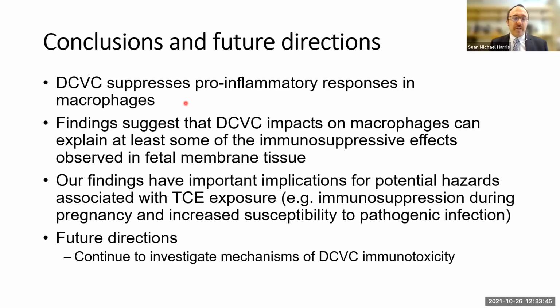So for future directions, we want to obviously continue to investigate the mechanisms of DCVC immunotoxicity, hopefully moving into some in vivo models, conducting a few more mechanistic experiments to really understand what all DCVC is doing in the macrophages and in the fetal membranes as well, and potentially in other immune cells. Macrophages are far from the only immune cell involved in the response to intrauterine pathogenic infection. So there's still a lot more to this story, but we've seen some very interesting results that we want to follow up on and really understand what DCVC is doing.